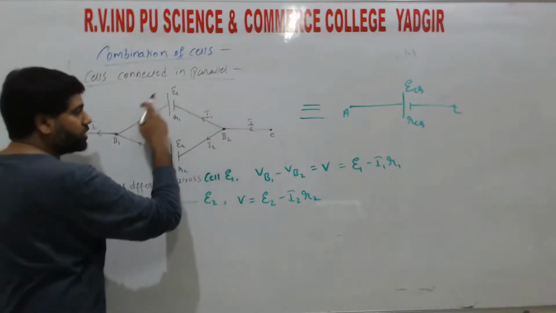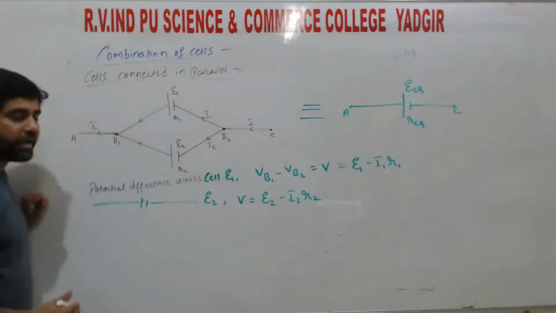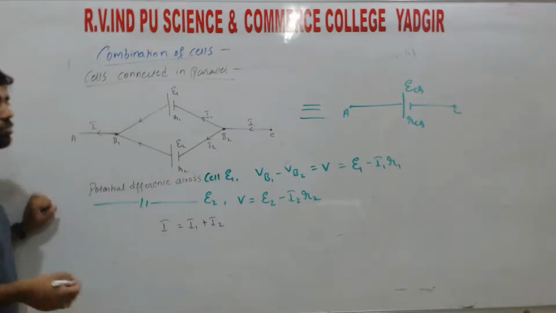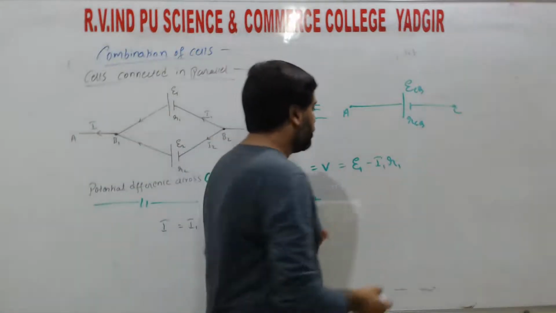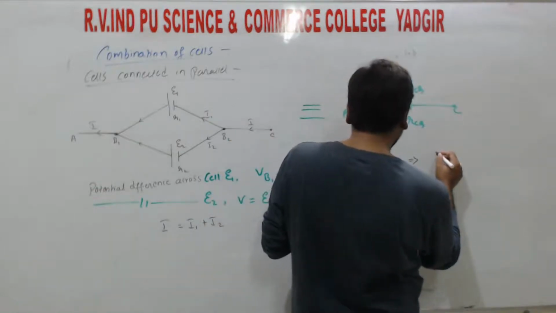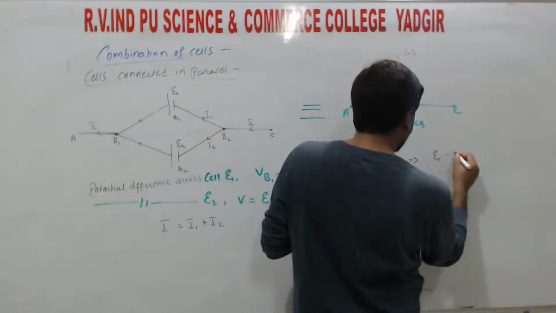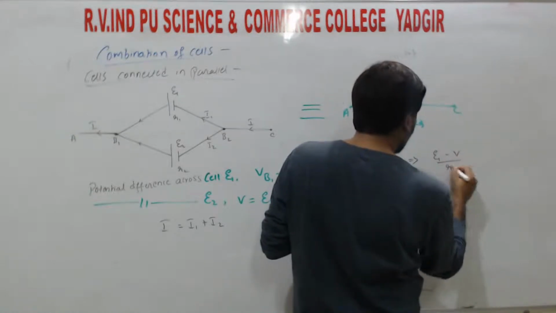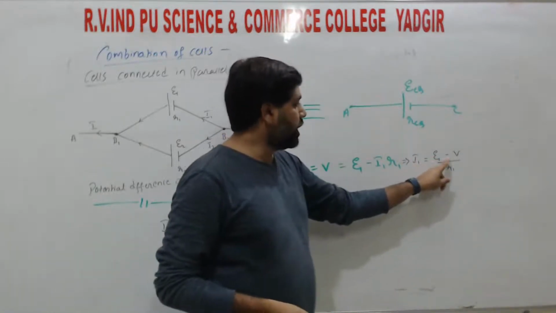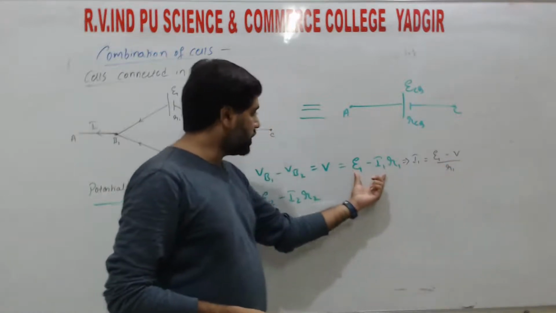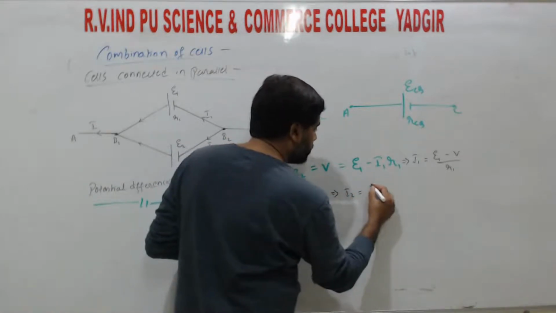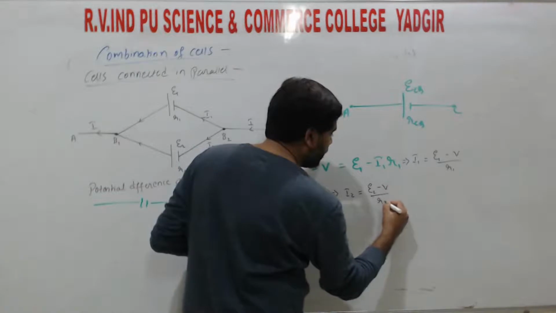Right? So the total current which is flowing across these two cells, we can write that as I, that is equal to I1 plus I2. So from this relation we can find I1. I1 is equal to E1 minus V divided by R1, from this relation. And similarly I2 is equal to E2 minus V divided by R2.